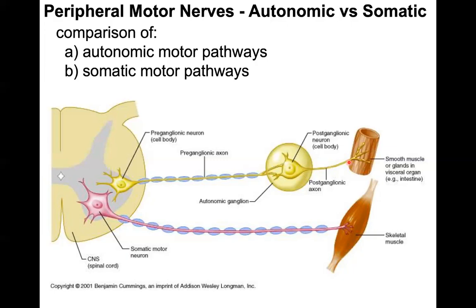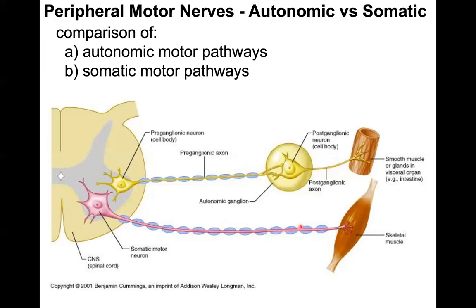The 2 neurons are named based on their position relative to the ganglion. The first one has its body in the central nervous system, and it's called the preganglionic neuron. So that's why this is called the preganglionic axon. You'll notice that this axon is myelinated. The second neuron is called the postganglionic neuron. Even though its cell body is in the ganglion, the axon extends outward to the effector. And for the autonomic pathway, this postganglionic axon is unmyelinated.